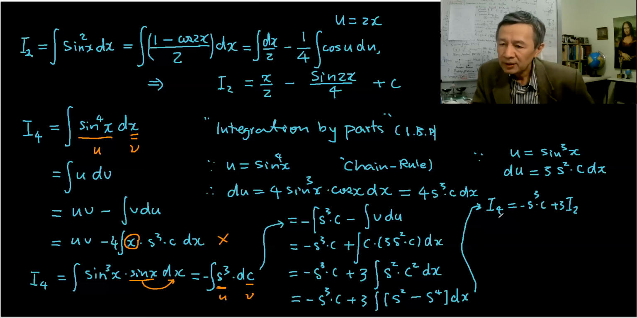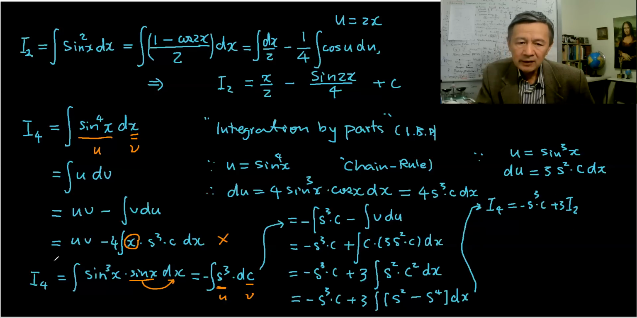Let's continue. So what do we have here so far? We got I4. This integral equals the first term, S cubed times C, plus 3 times the first term, S squared. S squared can be written as I2. That's why I explained this is I2 here. The third term, be careful, will be negative, times 3. But the third term can simply be written as the integral we are looking for. Can you see?